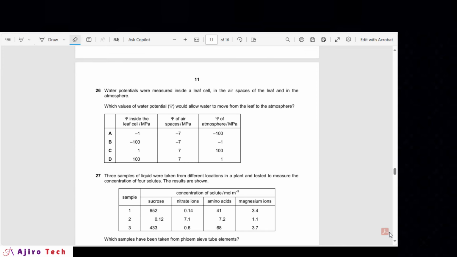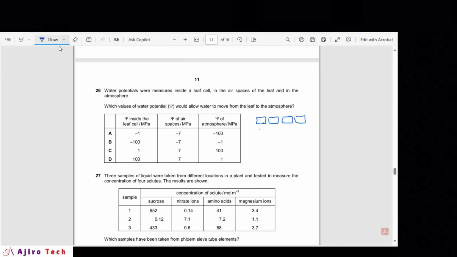We'll go to the next question, number 26. Water potentials were measured inside the leaf cell, in the air spaces of the leaf, and in the atmosphere. Now, which values of water potential would allow water to move from the leaf to the atmosphere? You will agree with me that for water to be able to move from the leaf, about the water potential, from these leaf cells, whether the palisade or spongy, into the air, just a rough sketch to quickly go through this.